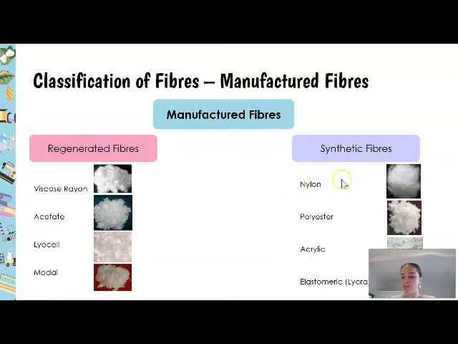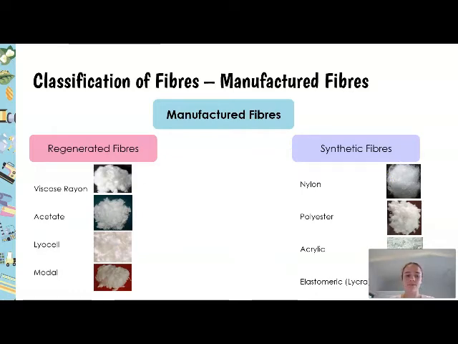Synthetic fibers are your nylon, polyester, acrylic, and elastomeric, so like lycra. Okay, these fibers are chemically produced. They are made from scratch, man-made from scratch, through chemical processes. Okay, so it's completely chemical based.